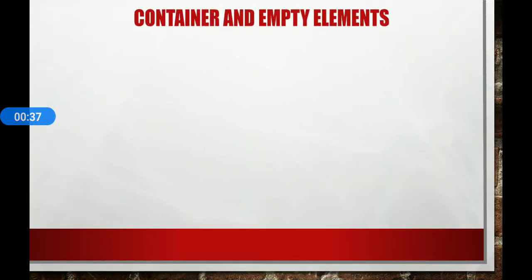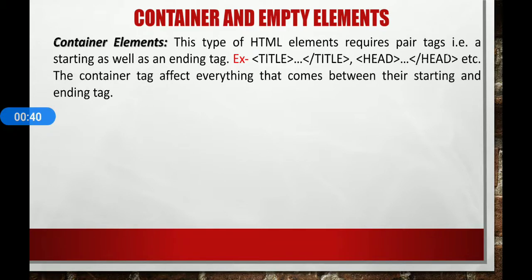First one, container and empty tags. In HTML, there are two types of elements. One that requires a starting as well as an ending tag, and another that requires just a starting tag and not an ending tag. These two are known as container and empty elements. Container elements are the type of HTML element that requires pair tags. It means a starting as well as an ending tag, for example, <title></title>, <head></head>, etc. The container tags affect everything that comes between their starting and ending tag.